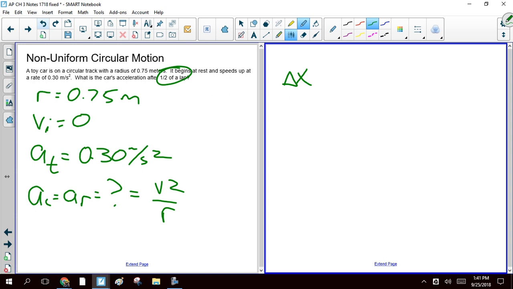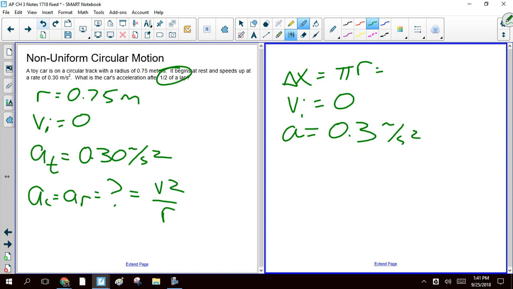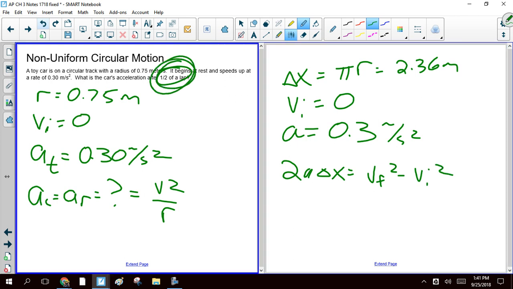Okay, well, after half of a lap, our displacement along the path of the circle is half of the circumference. That's pi r, right? We know our initial velocity is 0. We know our acceleration is 0.3 meters per second squared. What's the radius? 0.75. So pi times 0.75. So our displacement is 2.36 meters. So now I can use 2a delta x equals vf squared minus vi squared to find the velocity once it's gone halfway around the track.